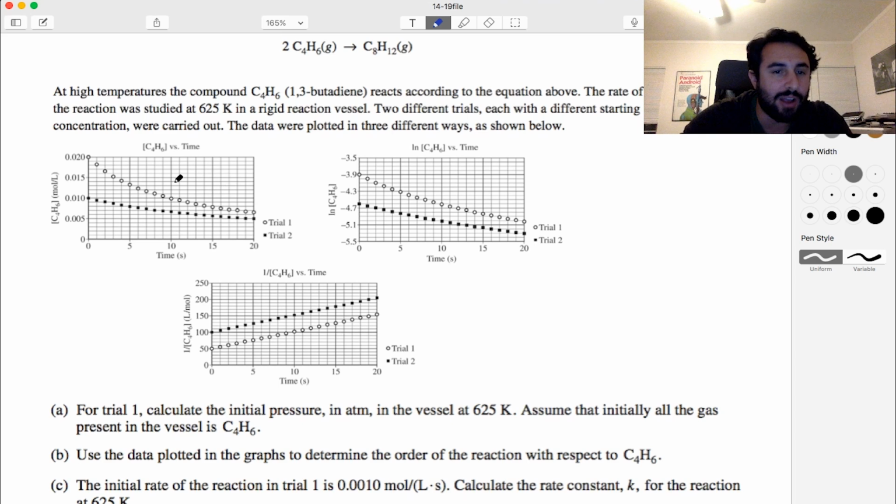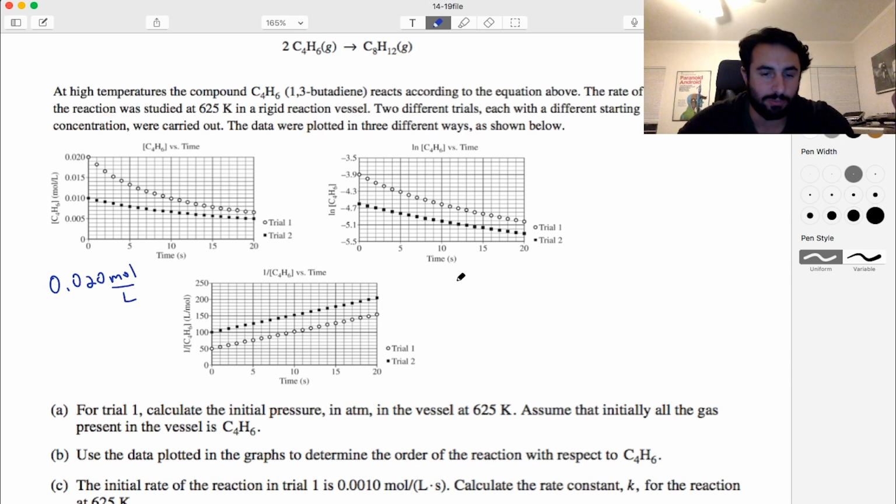So here's trial one. Trial one is these circles right here. This is trial two, where we started with half as much. So here's trial one, and we want to know something about the initial pressure, the pressure at this point. Well, we don't have pressure, but we have concentration. We have 0.02 moles per liter.